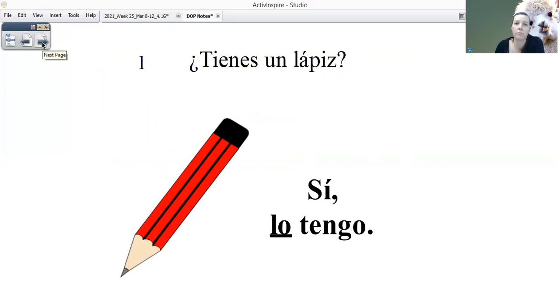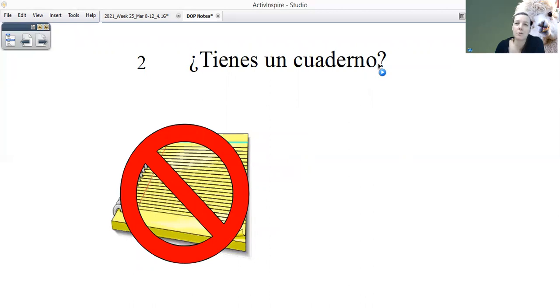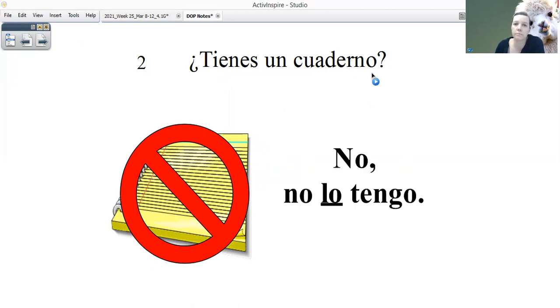We've got another one. ¿Tienes un cuaderno? Do you have a notebook? No, I don't have a notebook. So again, what do you have or what don't you have? A cuaderno, it's masculine singular, so it would be replaced with lo. And you would put it before the conjugated verb, which in this case is in the answer. So you would answer no, no lo tengo.